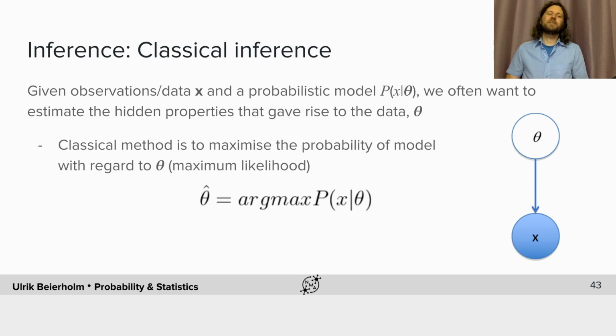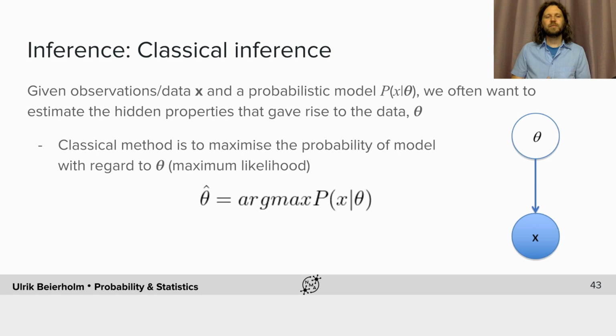So imagine that you have some observation or some data X and you have some kind of model about how they might have come about. So you assume that this data X was generated from this model, so there's a certain probability that the data was generated given some properties about the world. These are hidden properties that you don't actually know anything about. And you might want to estimate what those hidden properties are that actually gave rise to the data.